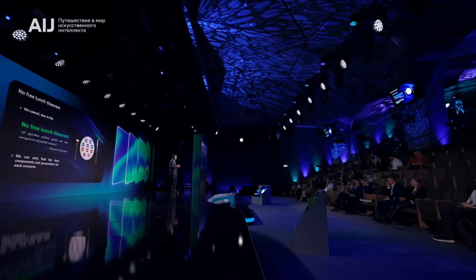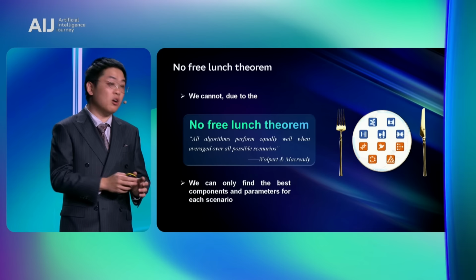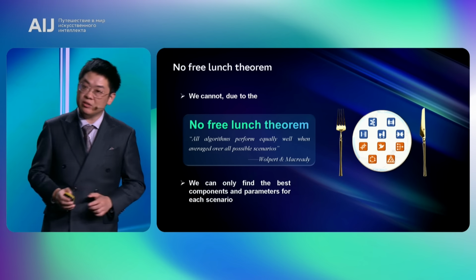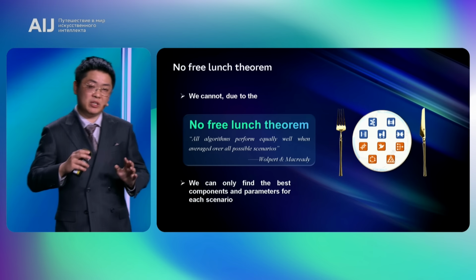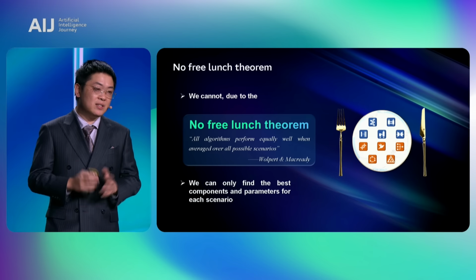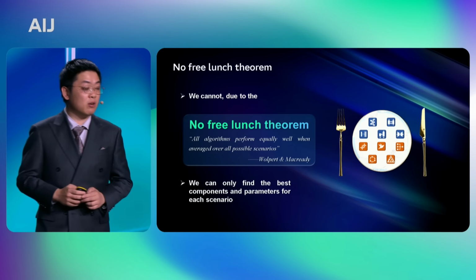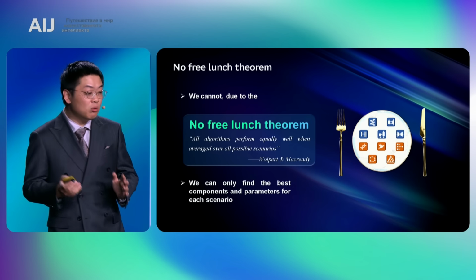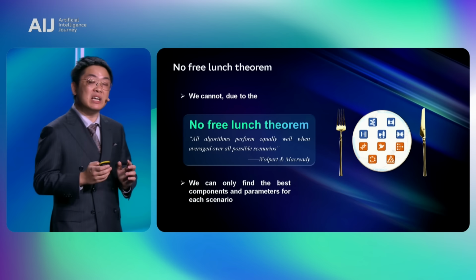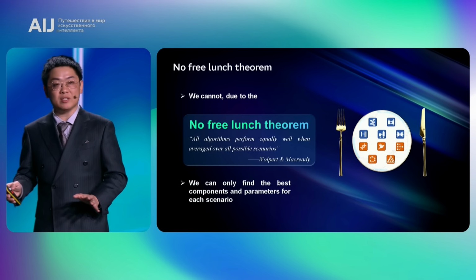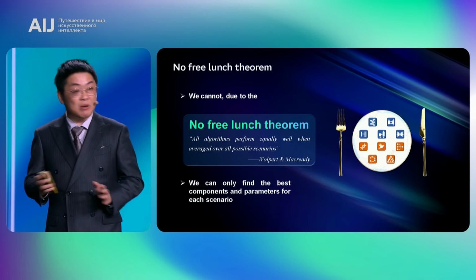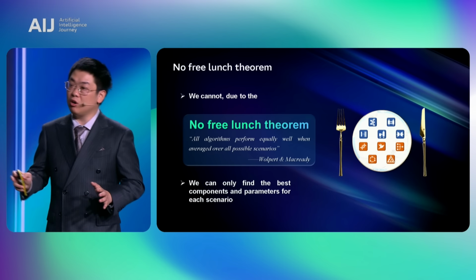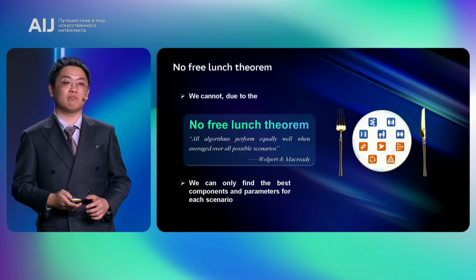So the answer is no. We cannot find a single neural network or evolutionary algorithm to solve all the problems. This is because of the so-called no free lunch theorem. This theorem has been theoretically proved. It says that all algorithms perform equally well when averaged over all possible scenarios. Unfortunately, it means that we can only find the best components and parameters for each scenario, and the best components and parameters for different scenarios may be very different. That is, we cannot have a single AI algorithm to solve all the problems with the best performance.